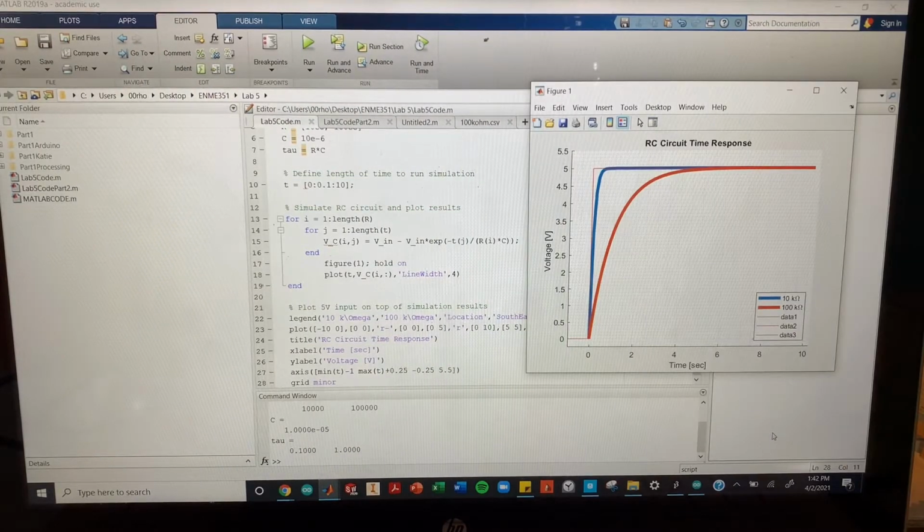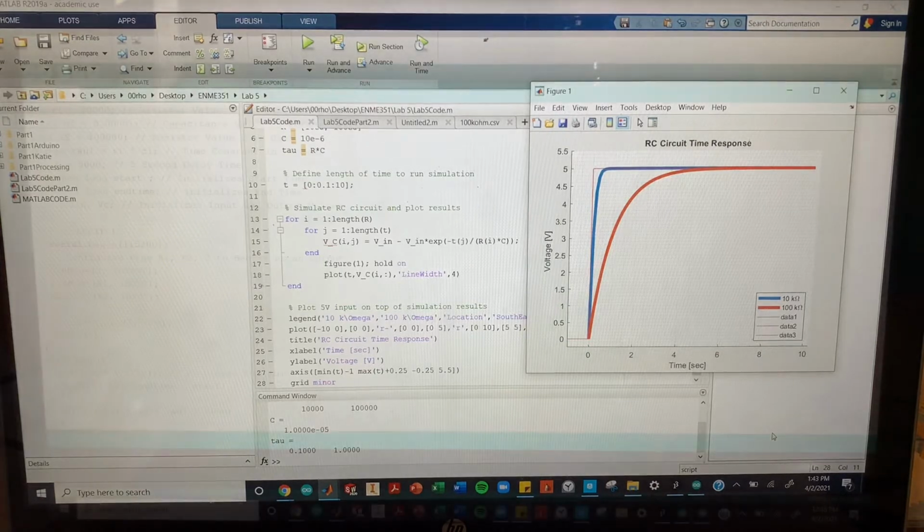To get us started, I'm going to be analyzing this plot created in MATLAB. As you can see, we have two different time responses from two different resistors. The blue line, which represents the 10 kiloohm resistor, reaches steady state faster than the red line, which models the 100 kiloohm resistor. Resistance and time constant are directly proportional. The time constant equals the resistance times the capacitance. Therefore, the larger the resistance, the larger the time constant.